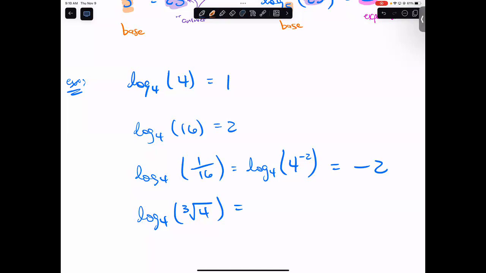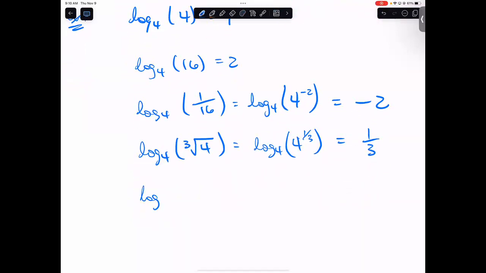1/3, yeah. So right at you with the 3, but because it's a root, we're not talking 3 copies of 4. We're talking about breaking 4 into 3 pieces, so it works the other way. This would be 1/3, because that's the same thing as 4 raised to the 1/3 power.